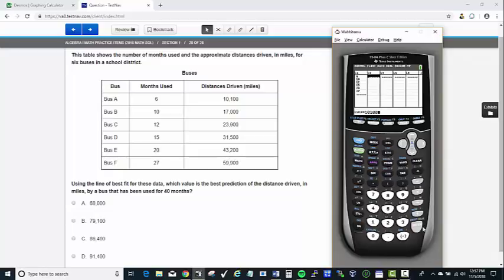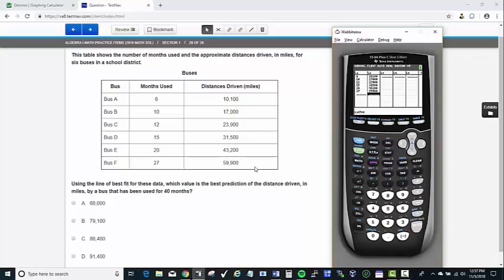10,100, enter. 17,000, enter. 23,900, enter. 31,500, enter. 43,200, enter. 59,900, enter. Now, notice in the Y column, distances go from 10,000 up to almost 60,000.